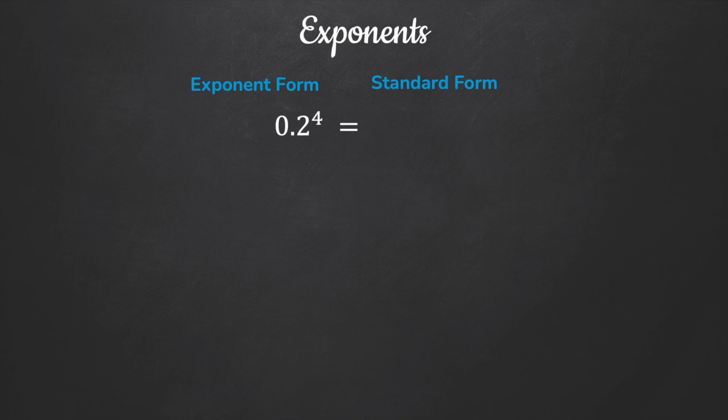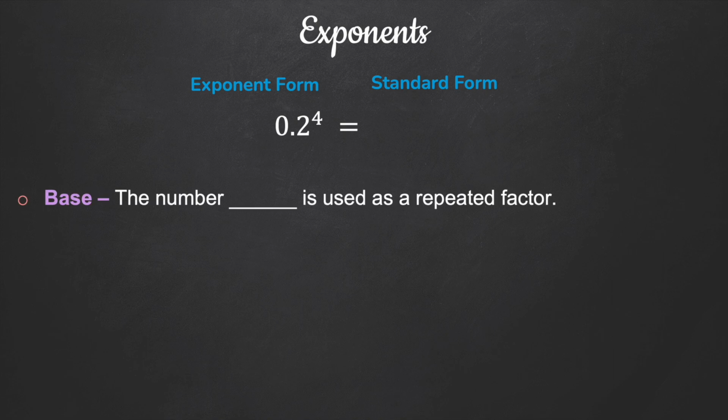And finally, we have our last example, which includes a decimal. So we have 2/10 to the power of 4, and that's written in exponent form. And again, our goal is to take this and write it into standard form. To start us off, let's identify the base. So the number blank is used as a repeated factor. In this case, that would be 2/10.